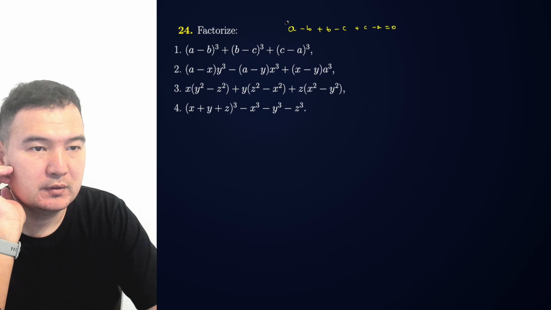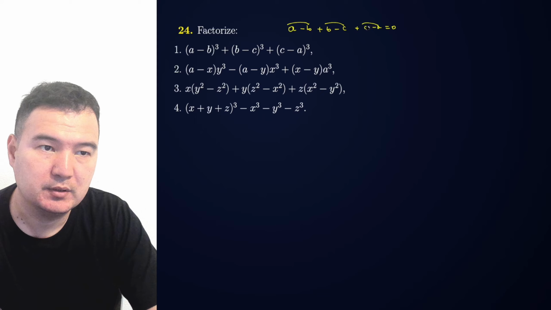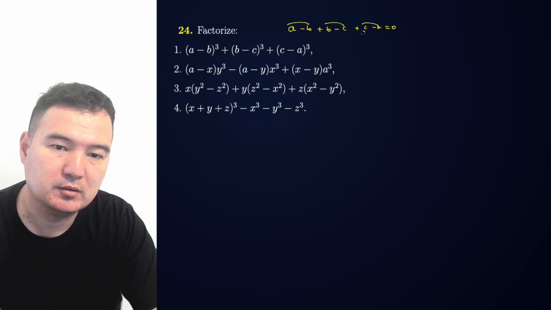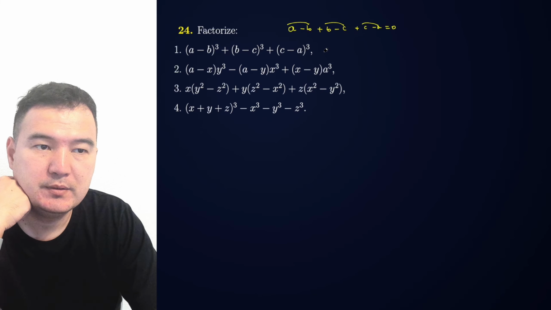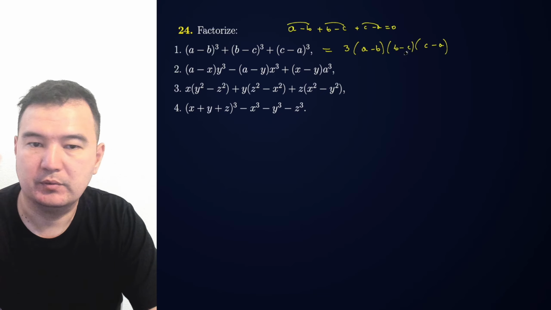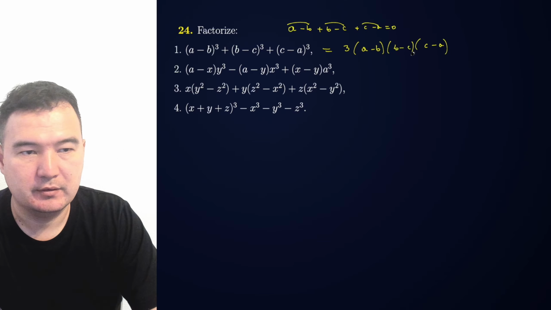These are my three numbers. Not a, b, c, but a minus b, b minus c, and c minus a are the three numbers. Their sum is 0, and the sum of their cubes is going to be 3 times (a minus b), (b minus c), and (c minus a). So that's the factorization.